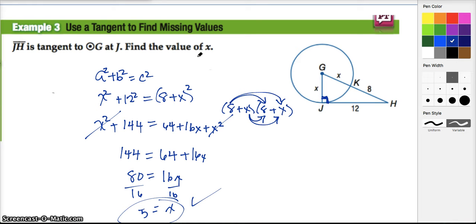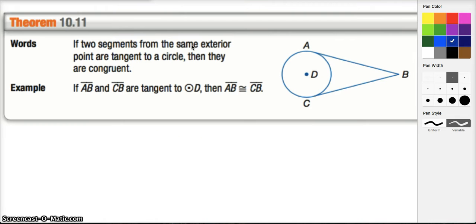Boom. So x equals 5. We answered the question. Theorem 10.11 tells us that if two segments from the same exterior point are tangent to the circle, then they are congruent. So we start at this exterior point, some point B out in the universe, and then B shoots rays to circle D, pew, pew, such that those rays are tangent. I know I sound crazy, but you know, gotta live a little.